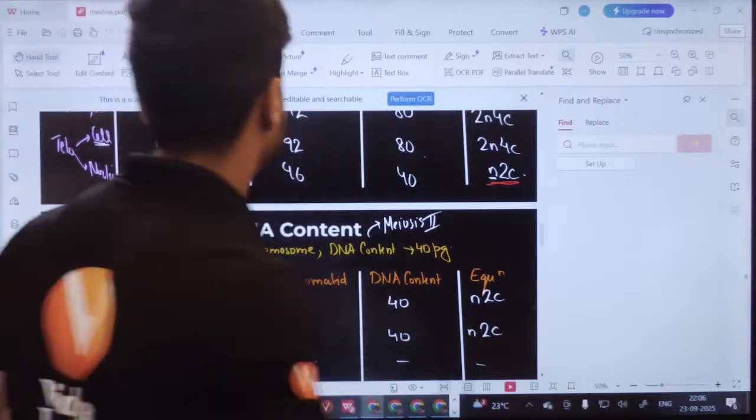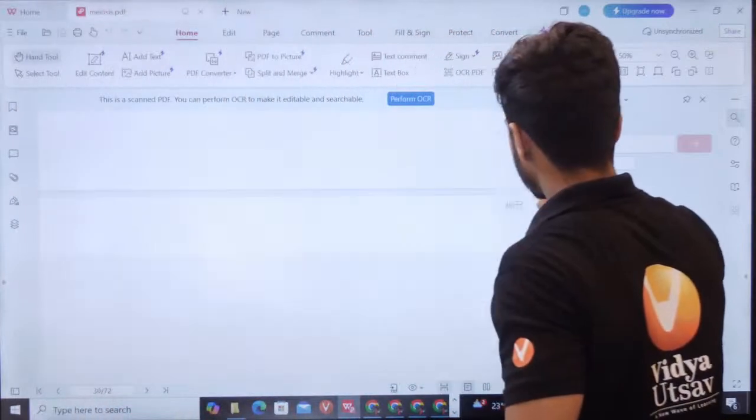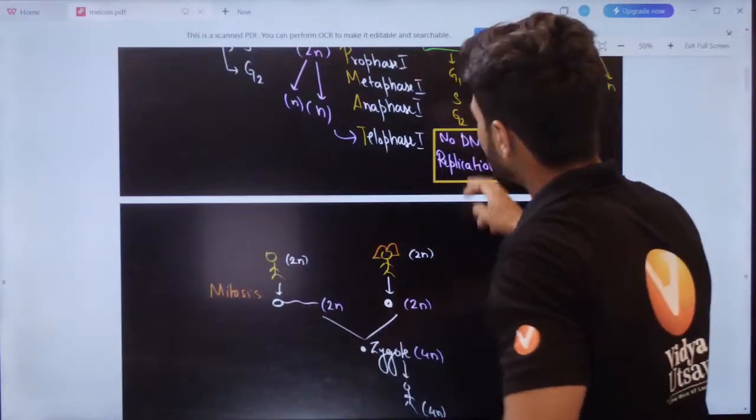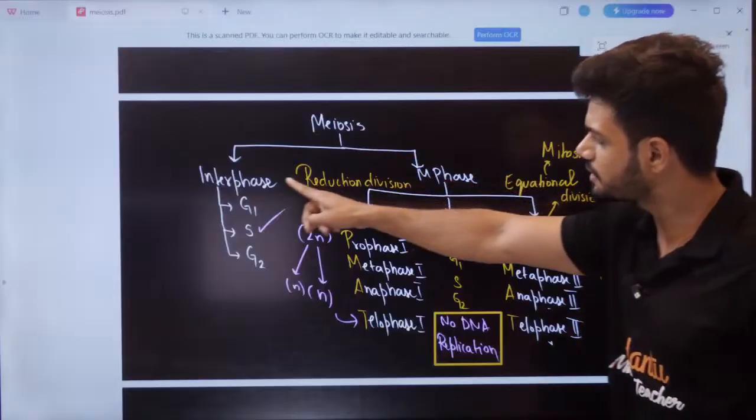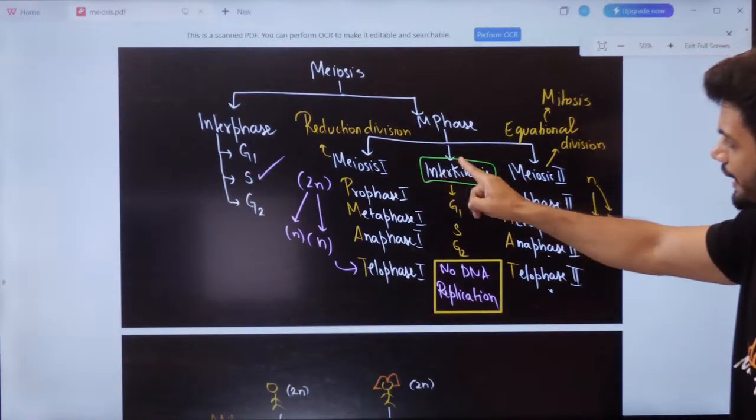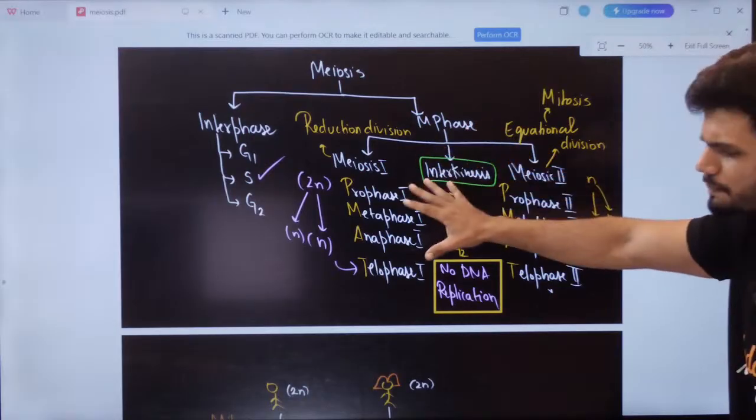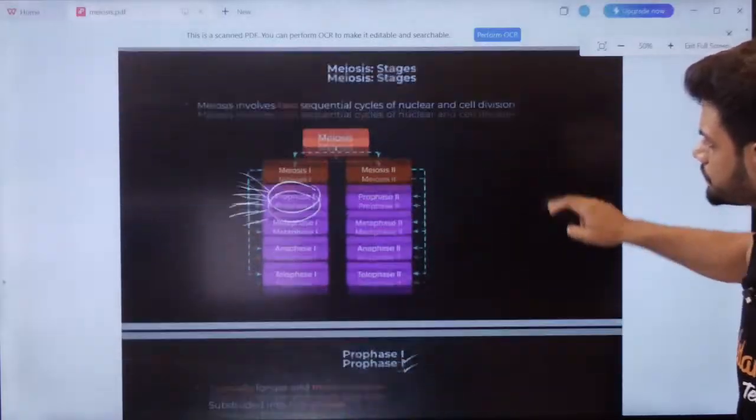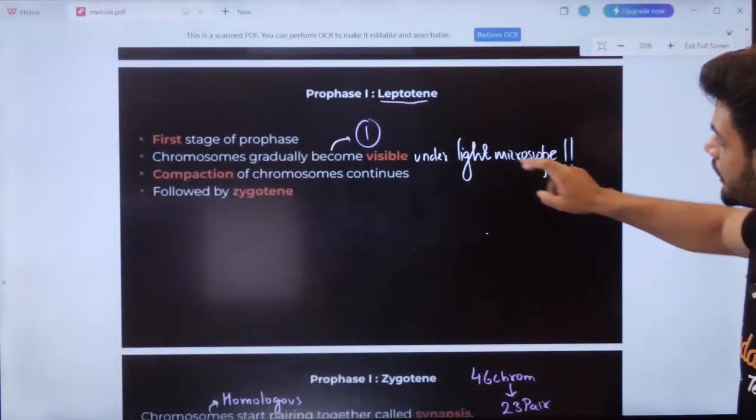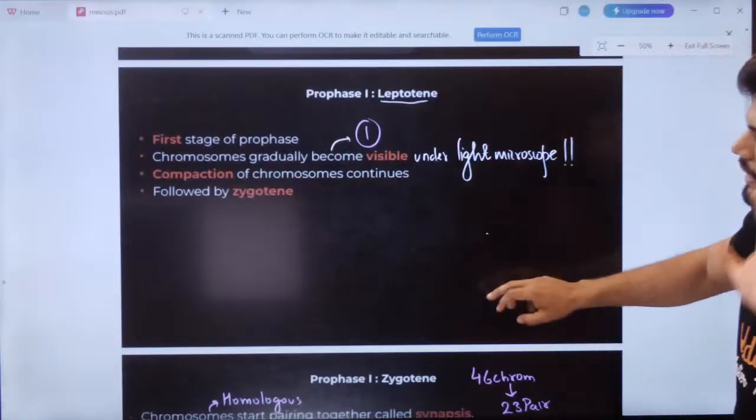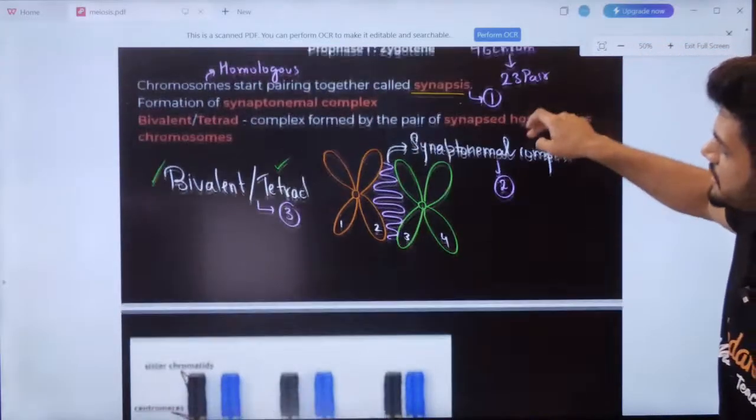Okay, see, students. This much all of you know, right? Meiosis has interphase, then we have M phase. Meiosis 1, interkinesis, meiosis 2. This much all of you will know. Now, if you look at leptotene, what happens? In leptotene, chromosomes gradually become visible under light microscope. That's all is enough. Now, what happens in zygotene?